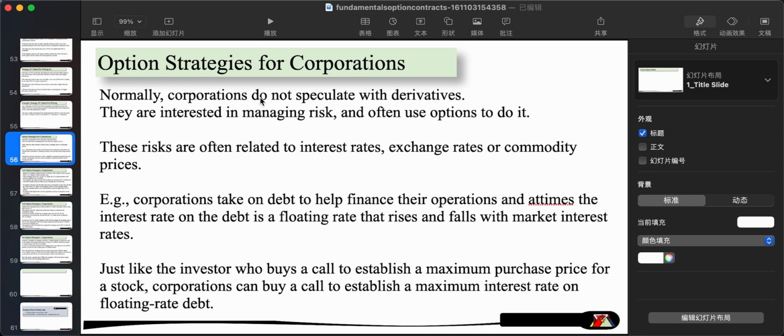Normally, corporations do not speculate with derivatives. They are interested in managing risk and often use options to do it. These risks are often related to interest rate, exchange rate, or commodity price.